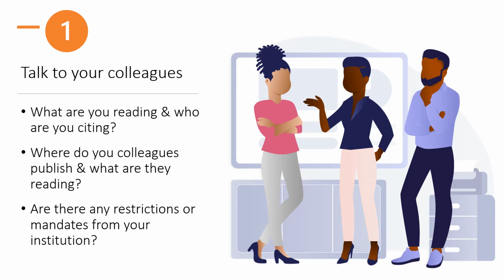My first tip for identifying a journal is to do an assessment of what you and your colleagues are reading. Look at the sources you frequently cite and that are cited in your publication. Ask your colleagues where they publish and what their favorite journals are. You may also want to ask around at your institution to see if there are any restrictions or mandates on where to publish. Some institutions or programs may want you to publish in affiliated journals, or you may be encouraged to publish in open access resources.